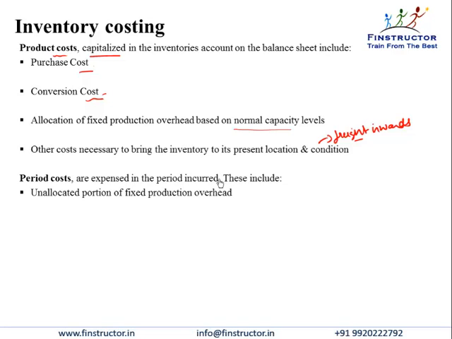The other set of costs are called period costs, and these are not allowed to be capitalized to the cost of inventory. Rather, they need to be expensed as they are incurred. These include the unallocated portion of the fixed production overhead, that is $90 in case of the second example we did earlier. Any abnormal waste of materials, labor, or overheads cannot be attributed to the inventory.